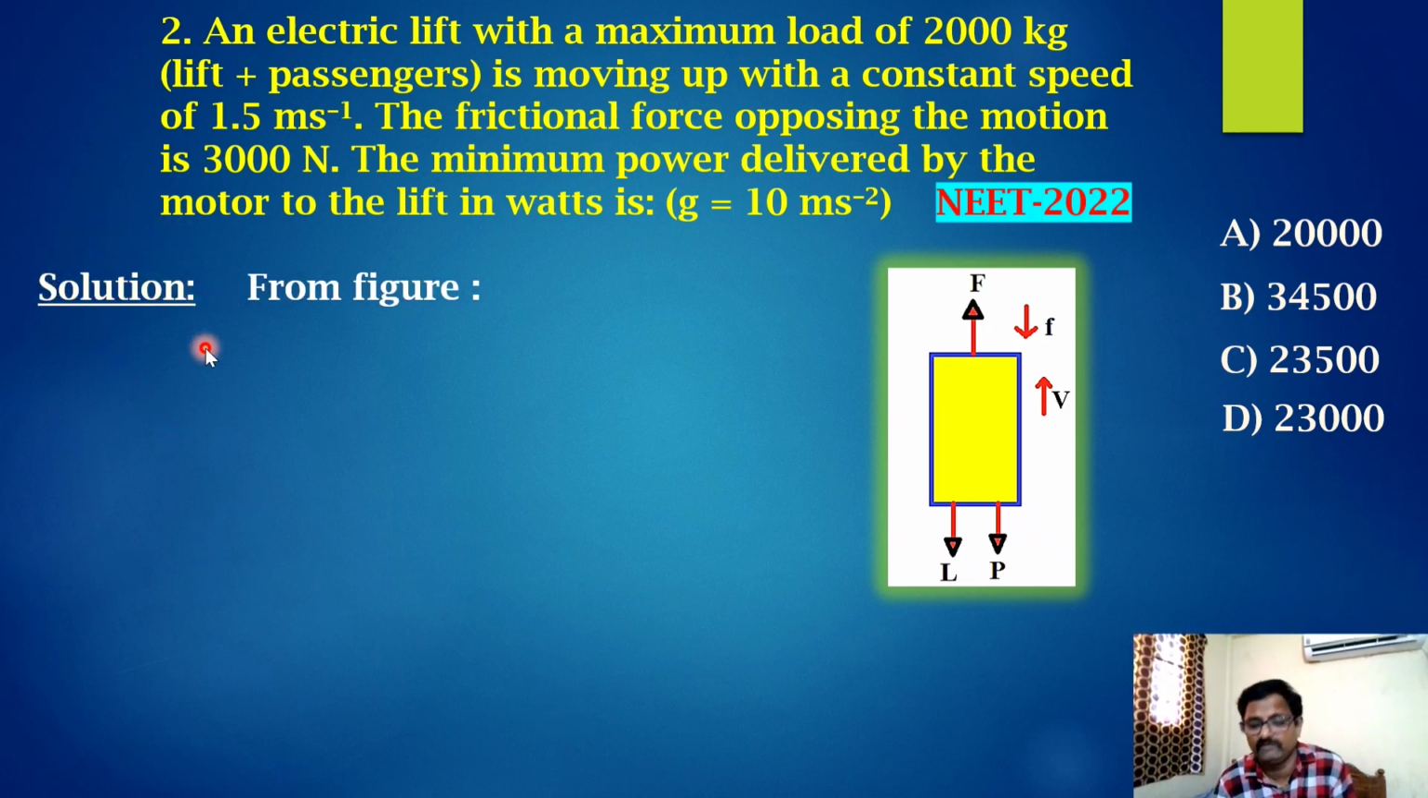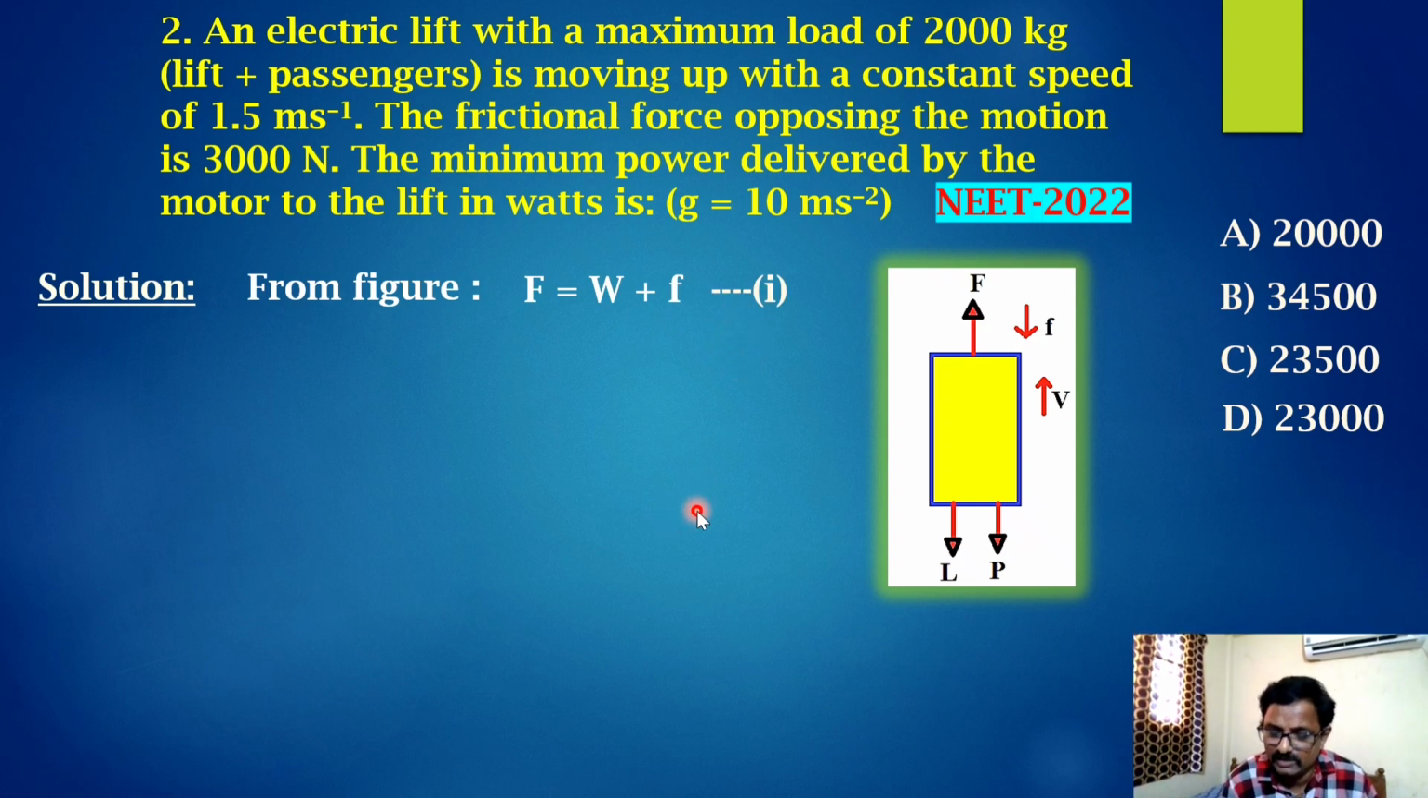Solution. From the figure we can write lift force is equal to weight of the lift along with passengers plus frictional force. Why? Because here the lift is moving with constant speed, so net force will be 0. Net force 0 means upward force equals downward force. Here the upward force is the lift force and the downward force is the weight of the lift with passengers plus frictional force. So we got upward force is equal to weight plus frictional force.